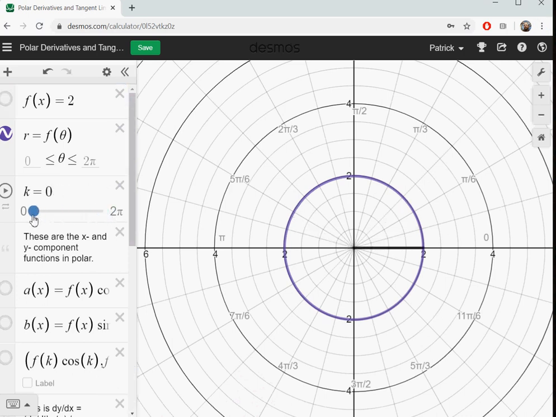What I want you to try to do is to think about things through the lens of polar coordinates. We are increasing theta and moving around the polar plane here, and r is constantly 2. It does not change. And so this gives us a circle.